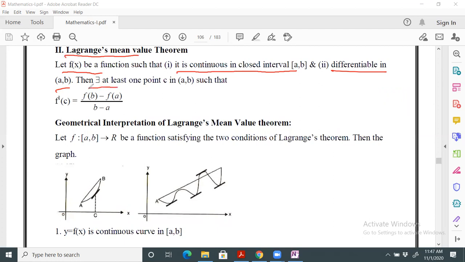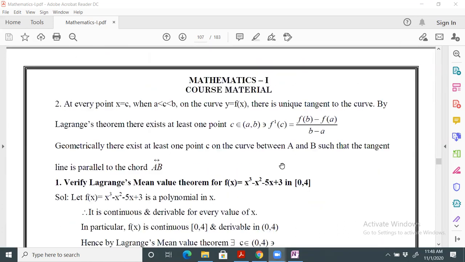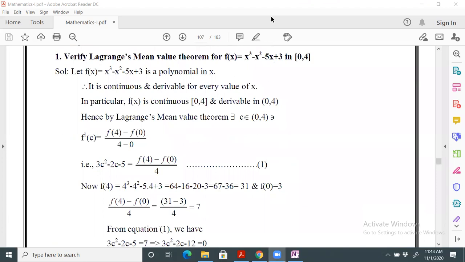Then there exists at least one point c belonging to the open interval a comma b such that, in Rolle's theorem, f dash of c equals 0, but here f dash of c equals f of b minus f of a by b minus a. The same method applies, but f of a equals f of b is not required. They are asking us to verify the theorem for this problem.